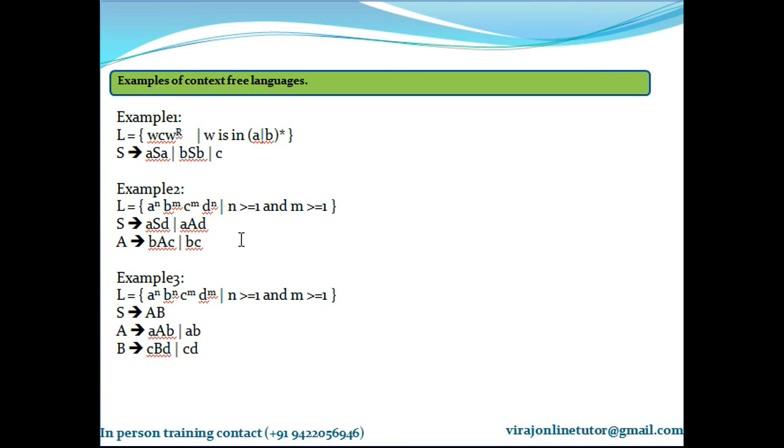I have a couple more examples for you all. There is one more language that is given which says repeat A n times, where n is greater than or equal to 1. Repeat B m times, where m is greater than or equal to 1. Repeat C m times and repeat D n times, meaning B and C have to be repeated an equal number of times. A and D have to be repeated an equal number of times.